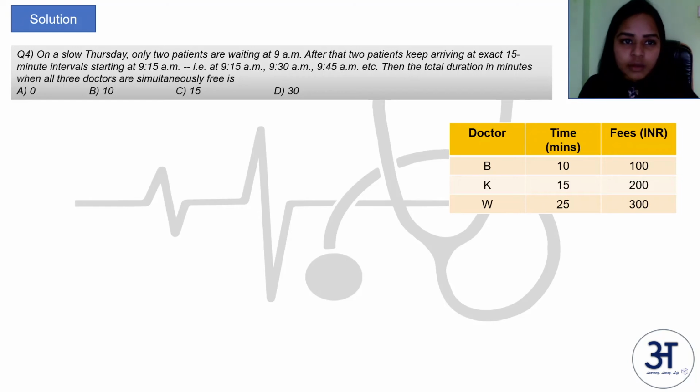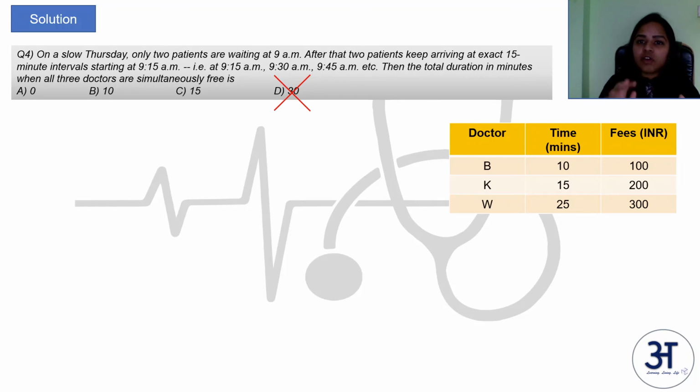On a slow Thursday, only 2 patients are waiting at 9 a.m. After that, 2 patients keep arriving at 15-minute intervals starting at 9:15 a.m. That is at 9:15 a.m., 9:30 a.m., 9:45 a.m., etc. Then the total duration in minutes when all the three doctors are simultaneously free is what? So what they have given us is that two patients are arriving at every 15 minutes starting from 9 a.m. So from the beginning to the end, at every 15 minutes, there are two patients appearing.